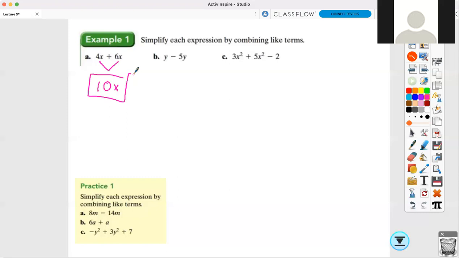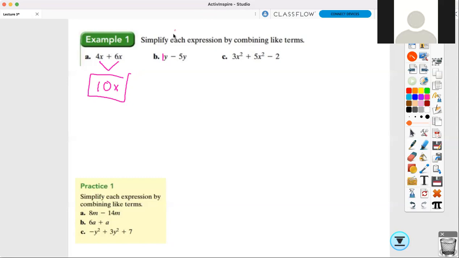Let's look at B. B says y minus 5y. Can anyone please tell me what value is invisible in front of that y in B? A minus? In front of the y. 1. There's a 1 here. So this is saying 1y minus 5y. Thank you, Vicky and Monica.